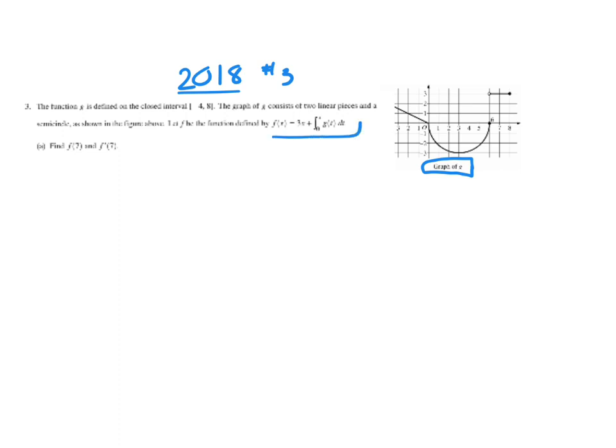And now f of x is over here, so we are going to have to take our time and just keep them straight. Are we talking about g? Are we talking about f? So be super careful. So part A says find f of 7. So I'm going to start with f of 7.